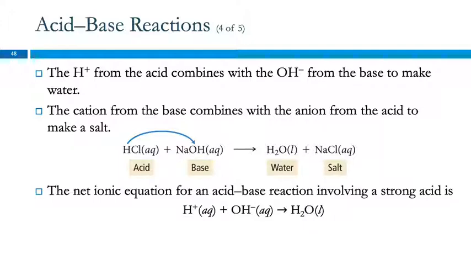So in the neutralization reaction, we've got the acid that makes hydrogen ions, and we've got the base that makes hydroxide ions, and those come together to form a water molecule. So we've got the hydrogen and the hydroxide making water. And then we've got the cation from the base, the sodium, and the chloride from the acid, the anion, and those come together to make a salt, an ionic compound.